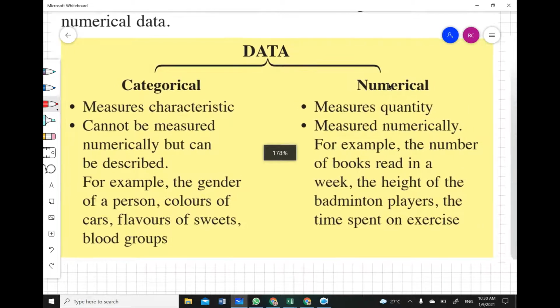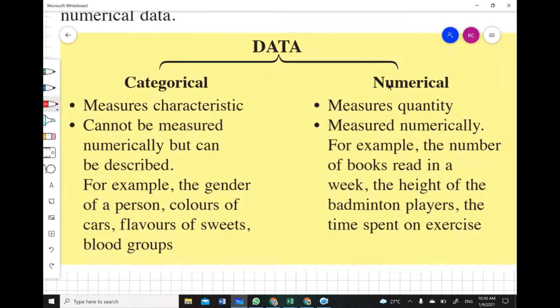So we look at the categorical data. Categorical data usually measures characteristics and cannot be measured numerically but can be described. For example, the gender of a person, colors of cars, flavors of sweets, blood groups, color of your hair, color of the eye, the iris, okay, and what else? Categorical data. Can you think of any other categorical data?